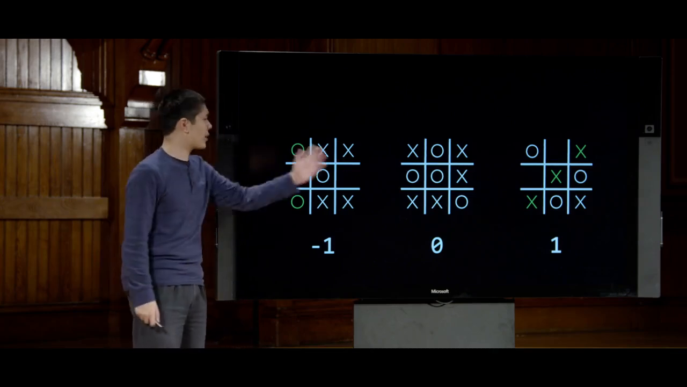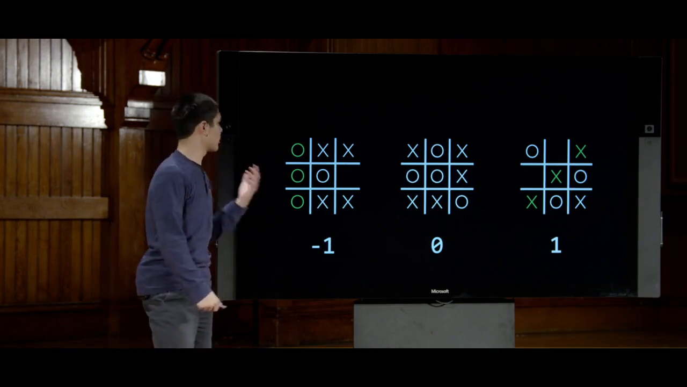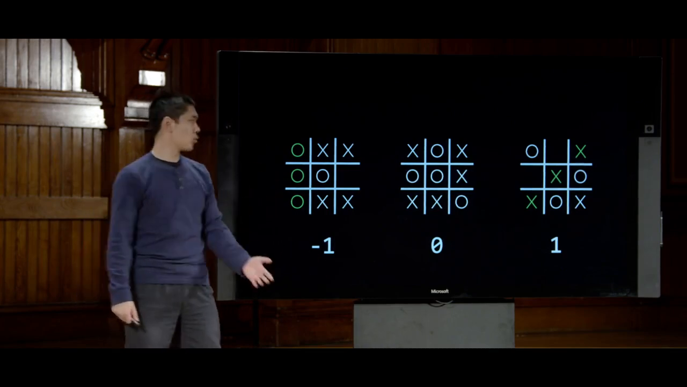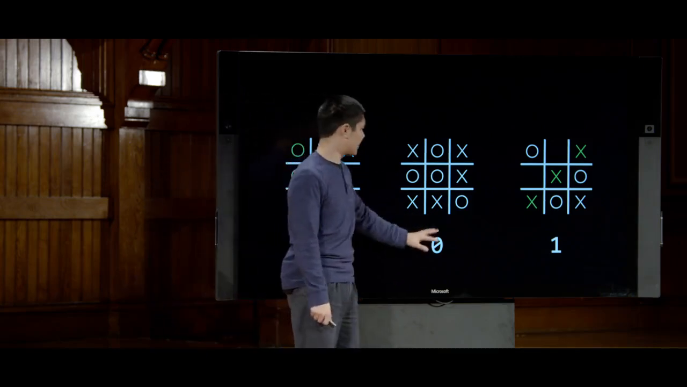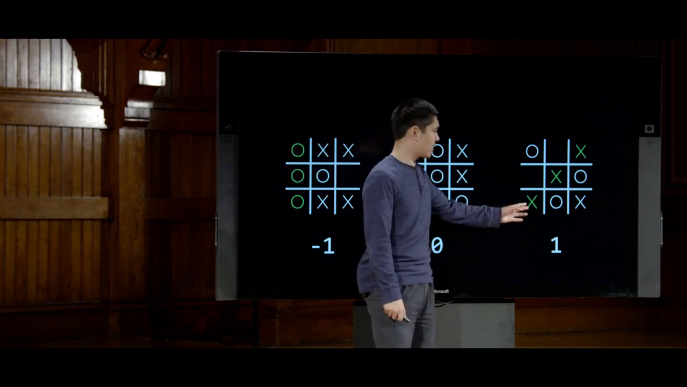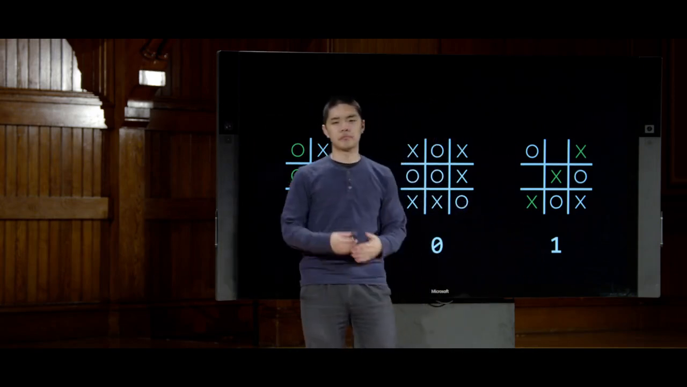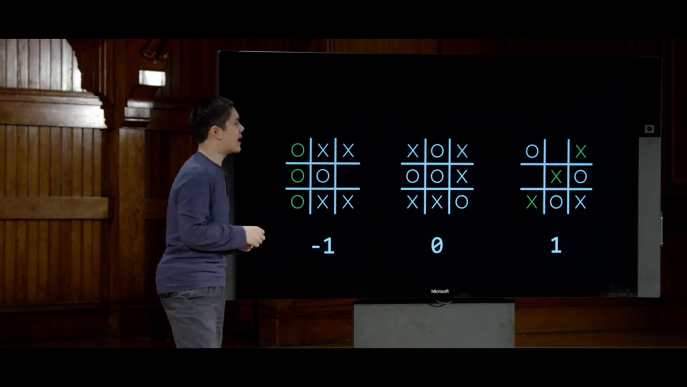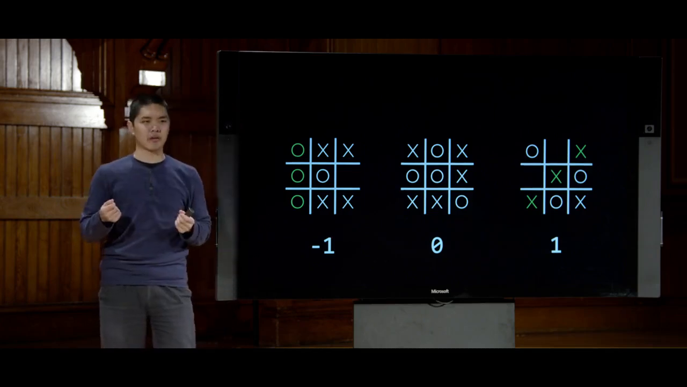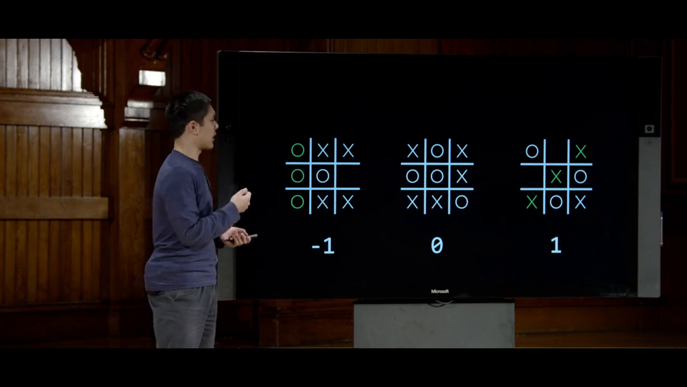And for now, let's go ahead and assign each of these possible outcomes a different value. We'll say O winning, that'll have a value of -1. Nobody winning, that'll have a value of 0. And X winning, that will have a value of 1. So we've just assigned numbers to each of these three possible outcomes. And now we have two players. We have the X player and the O player.